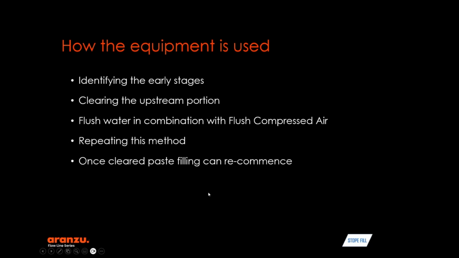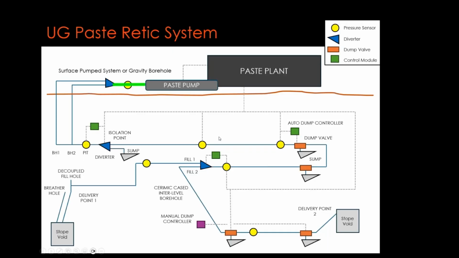So the equipment is used to identify the early stages of a blockage condition. It is used to clear the upstream portion of the underground reticulation. The flush water in combination with flush compressed air, and essentially repeating this method throughout the entire system. And then once cleared, paste fill can recommence.